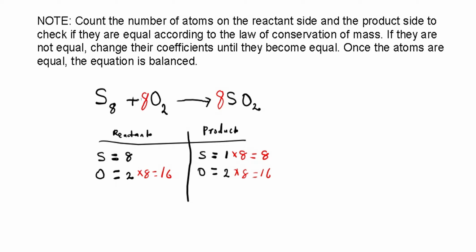Let's go for oxygen. Oxygen in the reactant side, we have 16, which is 2 times 8. We have 16 in the reactant side. Then let's go for the product side. We have 2 times 8, which is 16. The equation is what? Balanced. Remember that a chemical equation obeys the law of conservation of mass. So this equation now is balanced.